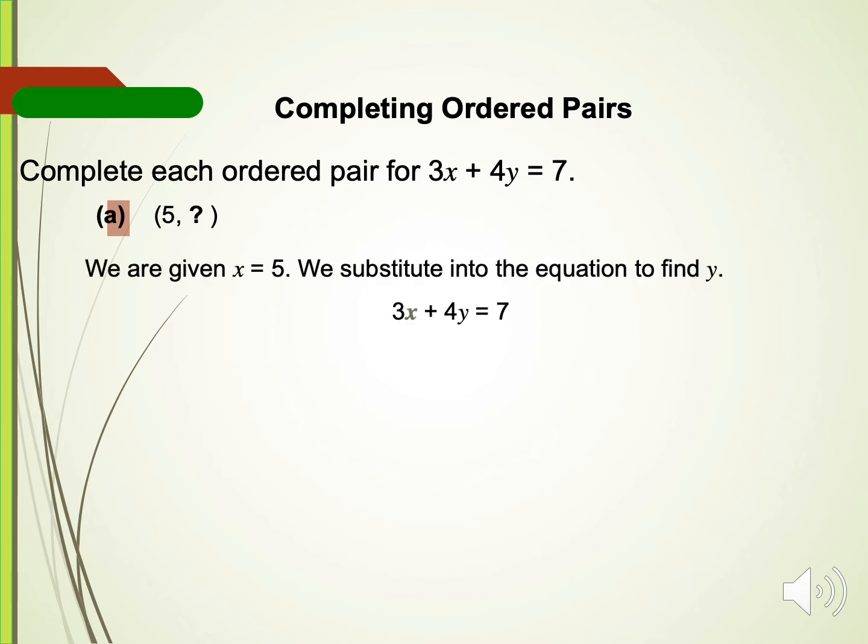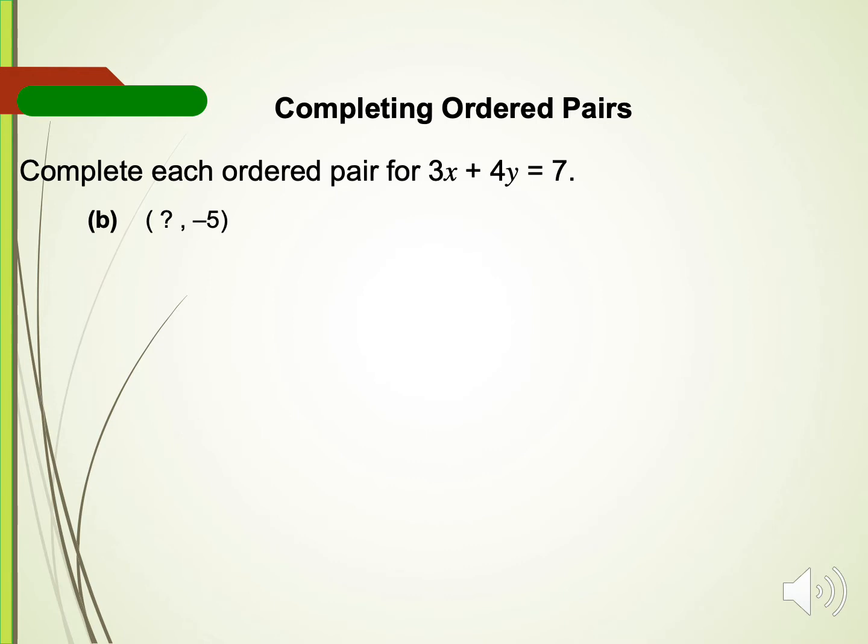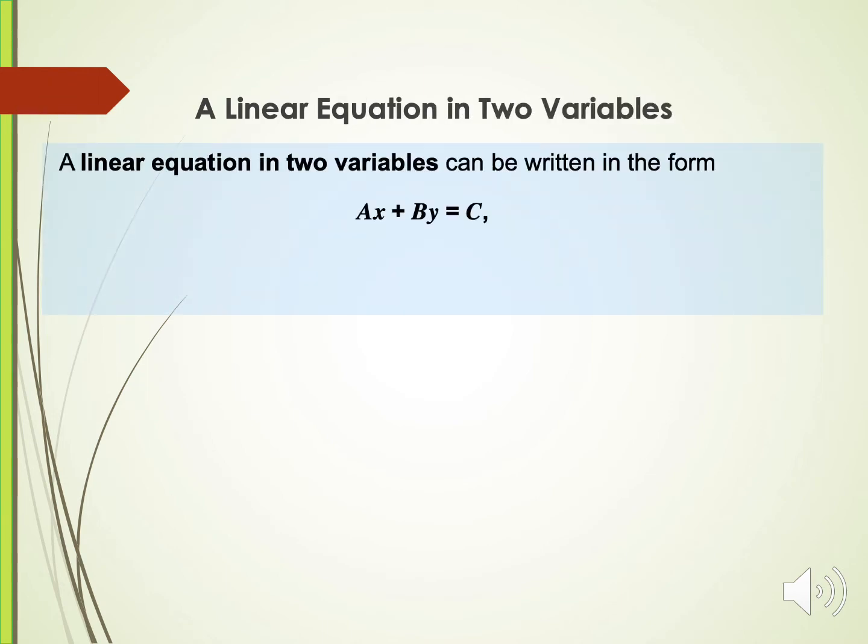Thus, we have 3 times 5 plus 4y equals 7. So that is 15 plus 4y equals 7, or you have 4y as 7 minus 15, or 4y equals -8, so y equals -2. So the ordered pair now is 5, -2. Okay, so what if you are given the y, which is -5, and you are going to, in the same manner, we're talking here of linear equations.